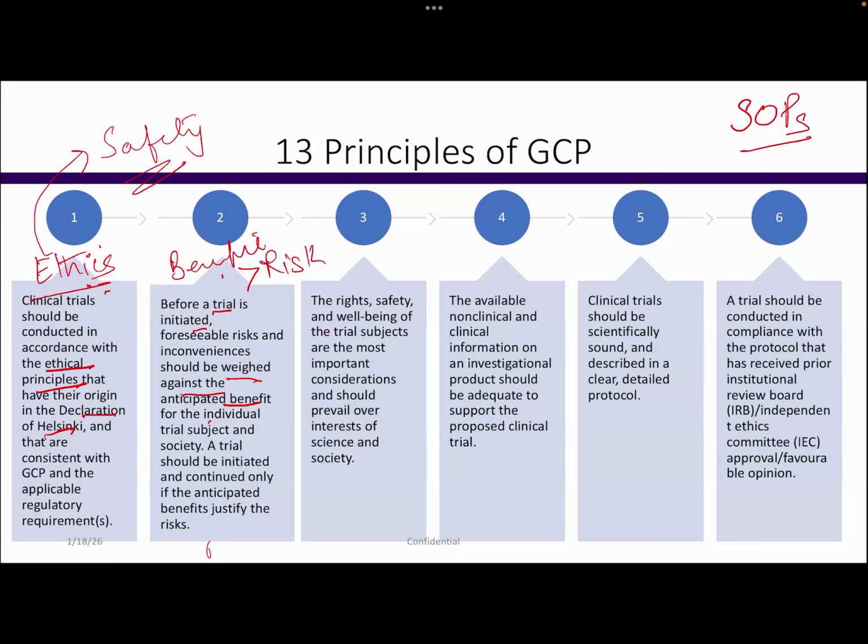Your PKPD data will also help here. And once the trial is in the market, we have pharmacovigilance. The safety and well-being of the subjects is more important and should be protected over the interest of science and society. If there is the slightest sense that there may be harm to a patient, you should take a decision in favor of research participants. You should not carry on the research.